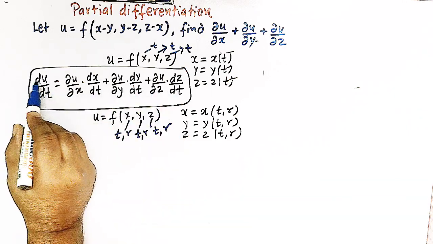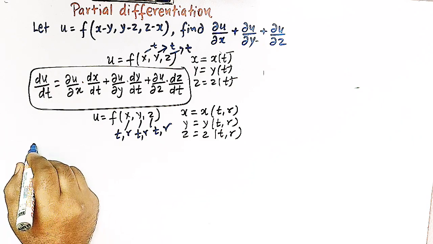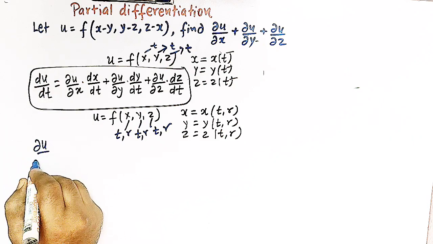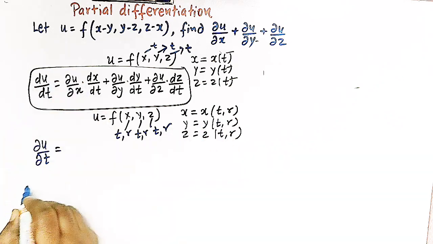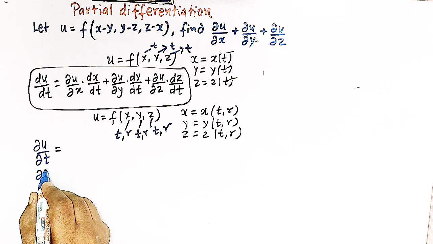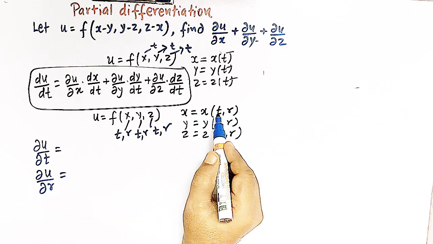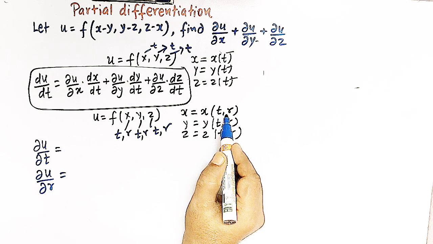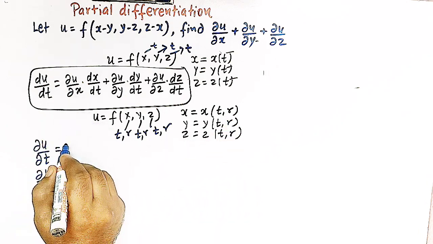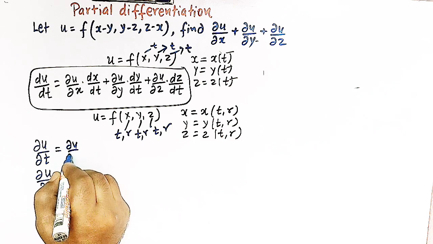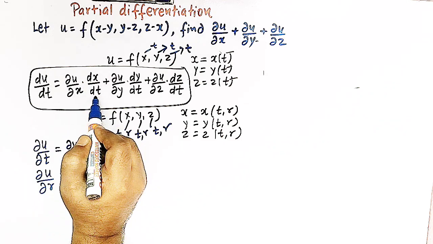So now we have to write here the partial derivative, right? So we'll write del u over del t, and then we'll write the expression for del u over del r, because here now we have two variables, right? So now for del u over del t, we can now write here del u over del x, and here we have dx over dt, right?